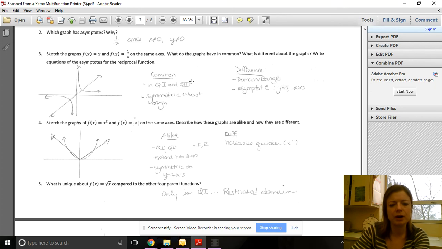So they're both in the same quadrants. They're both symmetric about the origin. So they're symmetric if you were to flip them across the origin. But they have a different domain and range. And here's the asymptotes.